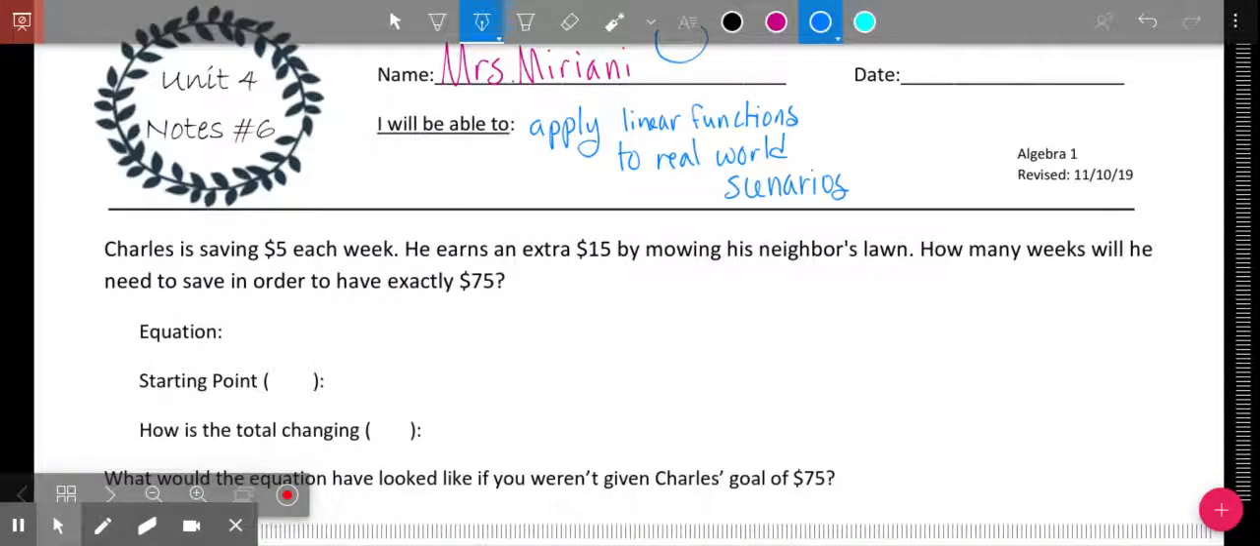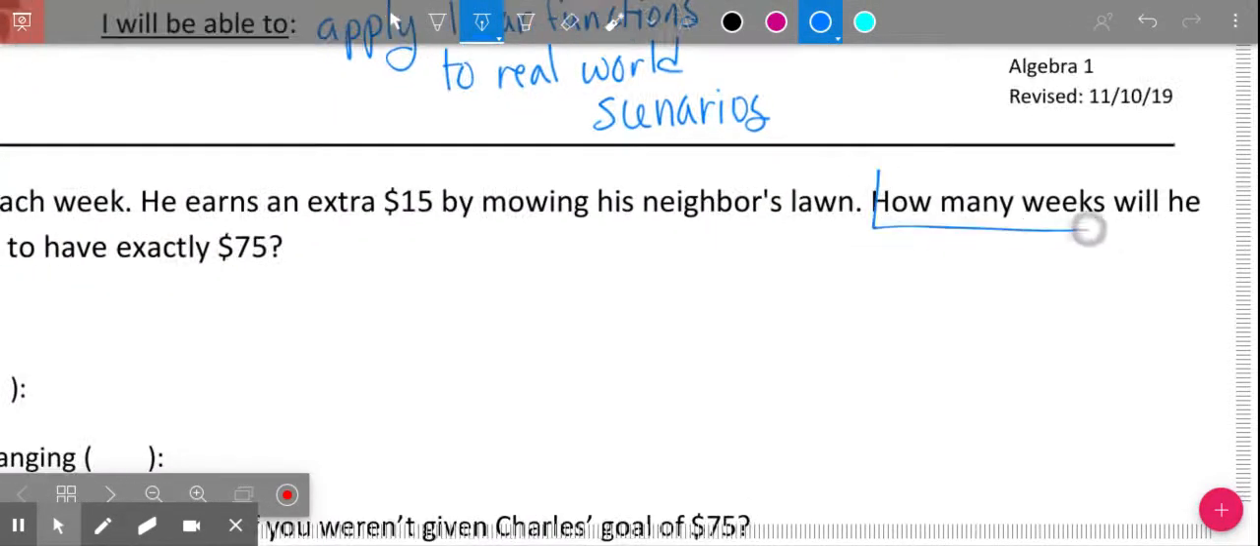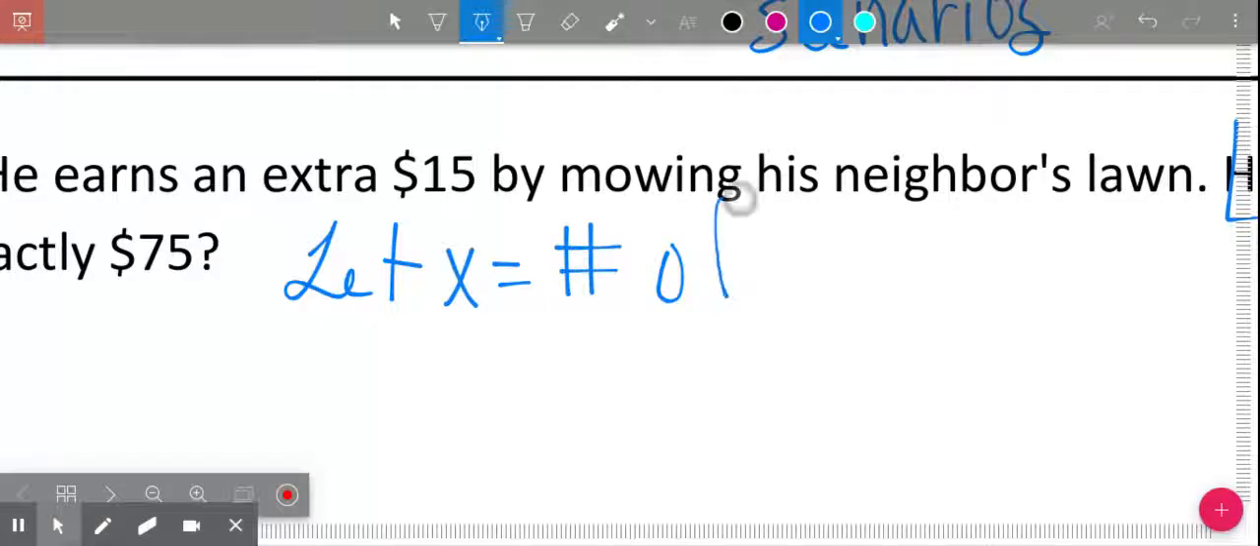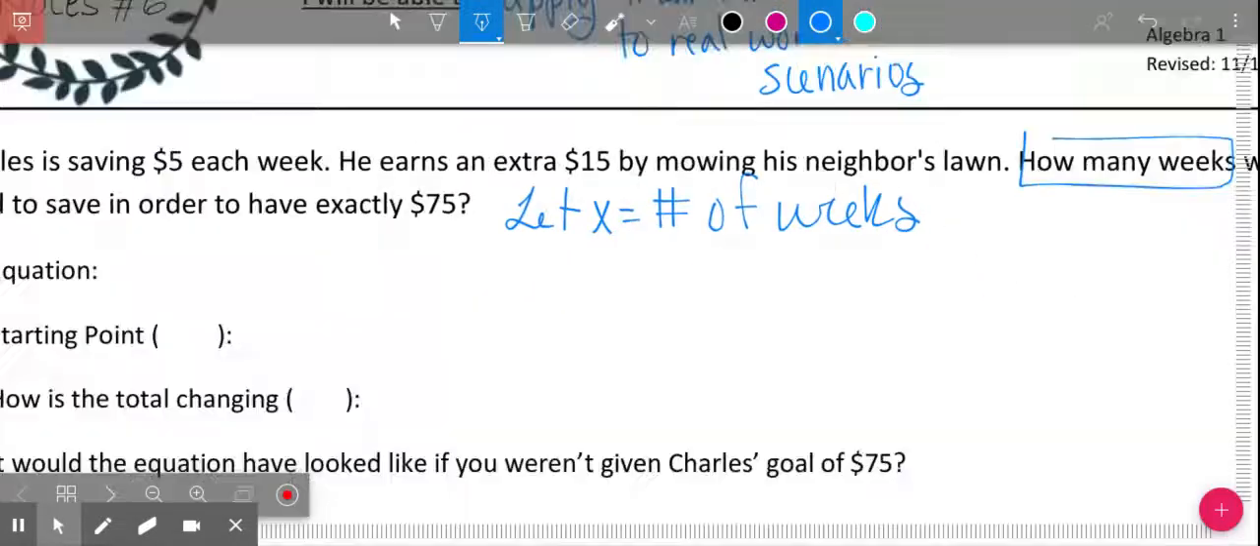Okay, so look at our first one. This is a problem I actually copied and pasted from our notes way back in Unit 1. So this is something we've definitely done before. It says Charles is saving $5 each week. He earns an extra $15 by mowing his neighbor's lawn. How many weeks will he need to save in order to have exactly $75? So remember, we knew that this was our question, how many weeks? So that's when we let x equal the number of weeks, because that's what we were looking for.